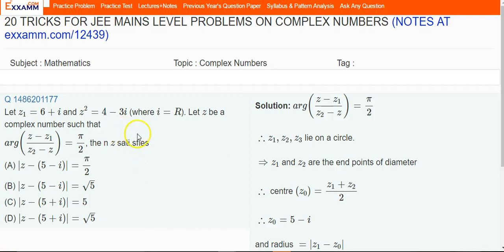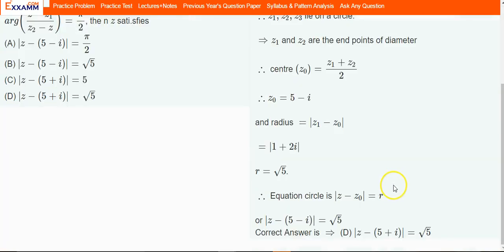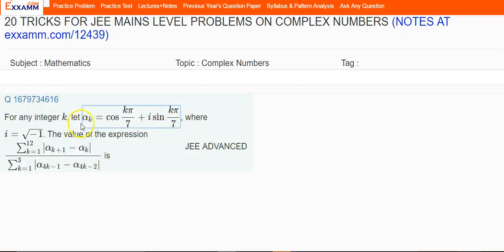If our concepts are clear, then we can solve this problem in less than 30 seconds. There is no calculation, just application of fundamentals here. Now in this case, alpha k has been given to be cos k pi upon 7 plus i sin k pi by 7. This is a JEE Advanced problem, but I am taking it in this lecture because it explains a very basic fundamental and it is an easy problem.